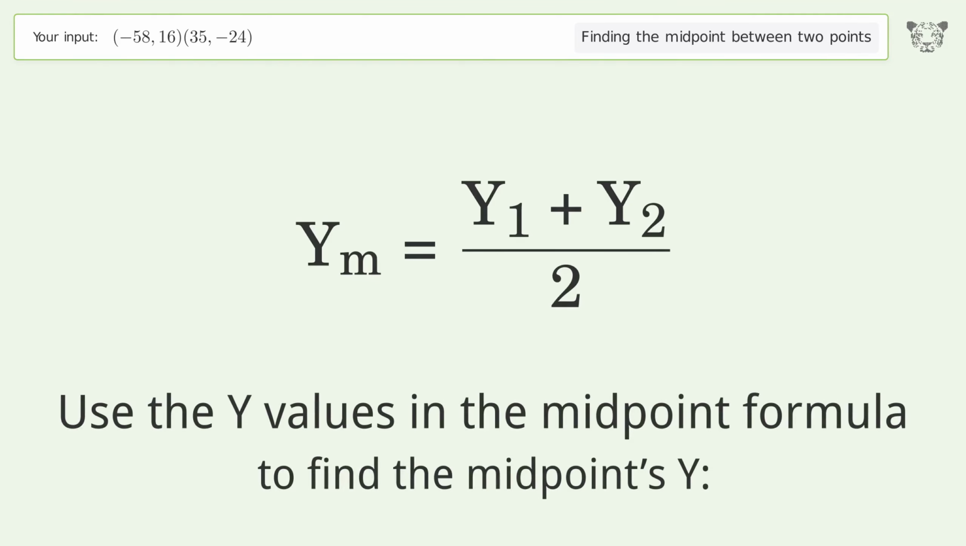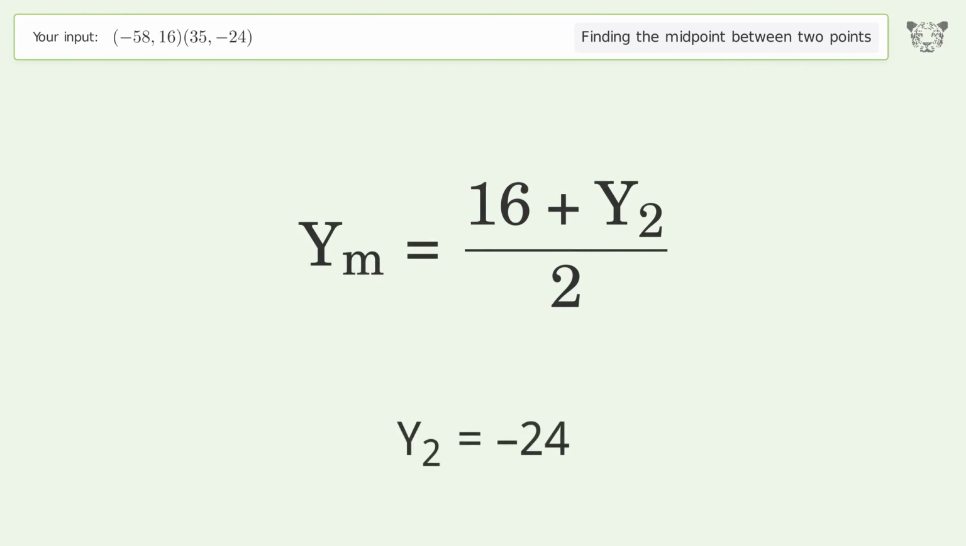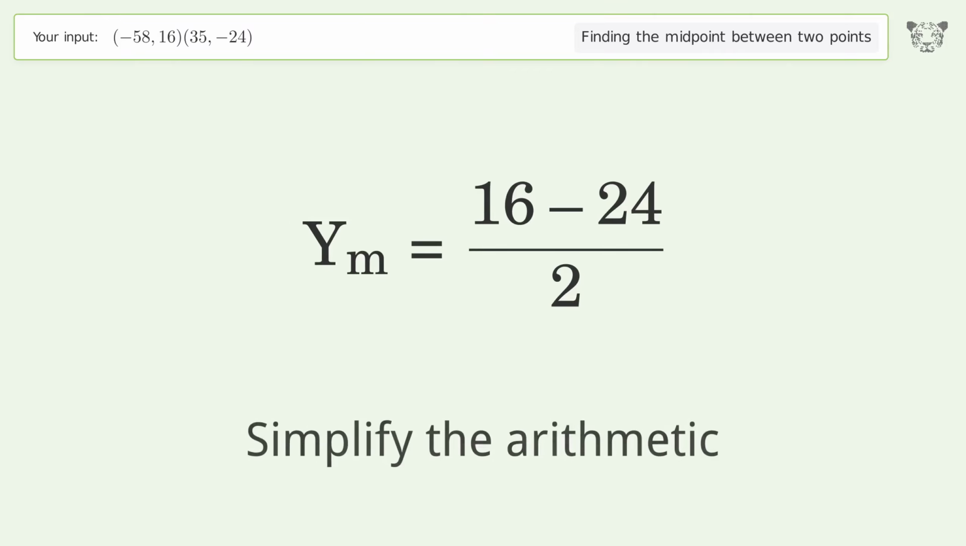Use the y values in the midpoint formula to find the midpoints y. y1 equals 16. y2 equals -24. Simplify the arithmetic.